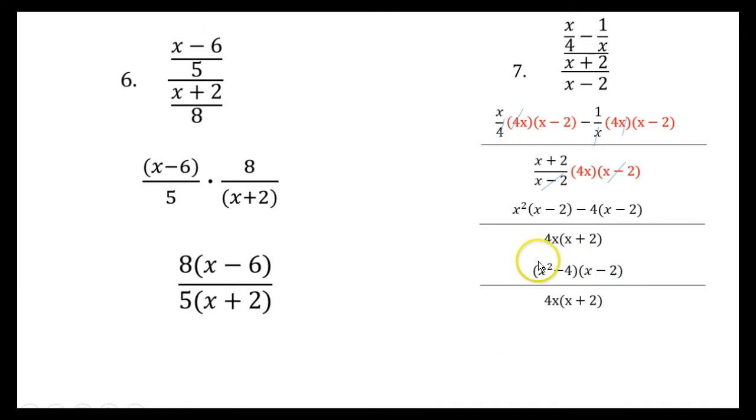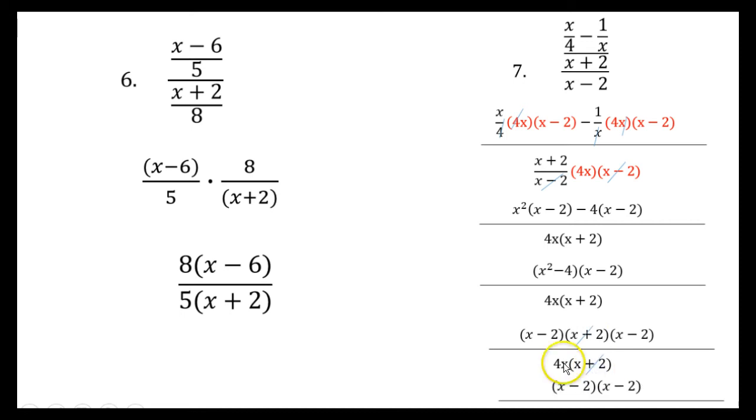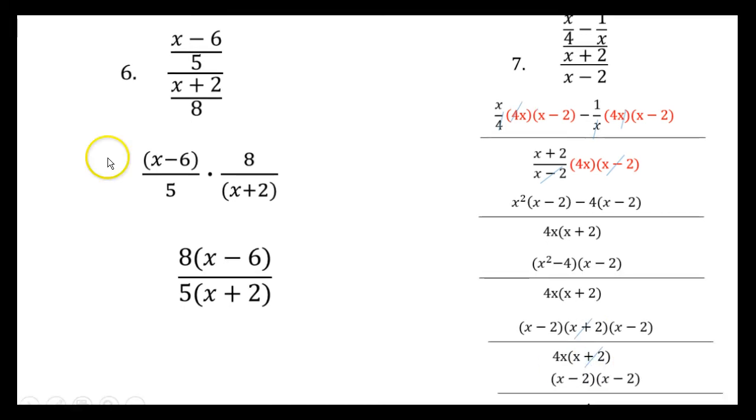Then I can notice that this can be factored into x minus 2, x plus 2. And now you can see that these two cancel, and I get x minus 2 squared. Okay, that says x minus 2 times x minus 2 all over what's left in the denominator, which is just 4x. Again, we're going to probably have directions that say assume all values of x are defined.